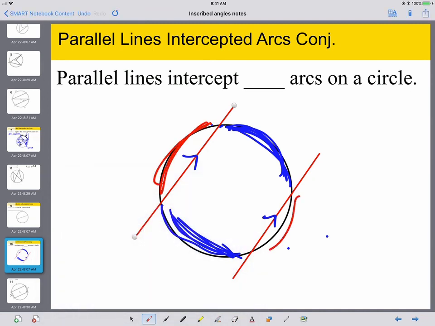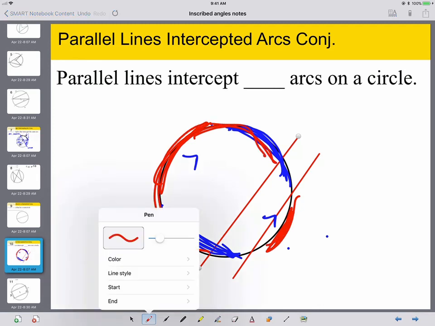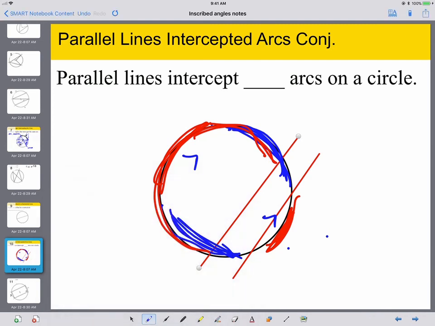These guys out here don't have to be equal, right? One way I could show that is if I put these lines close together. It's clear that these red arcs are not the same. This one and this one are not the same. But these guys are the same. This one in here and this one in here. So parallel lines intercept congruent arcs on a circle. There's your notes. We'll do some practice with this in class.